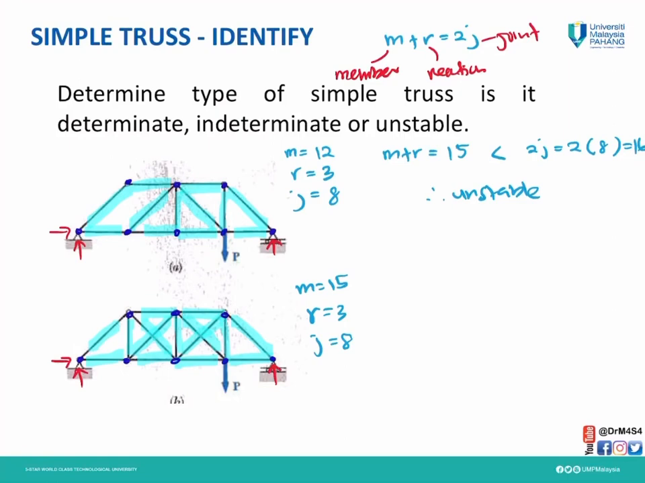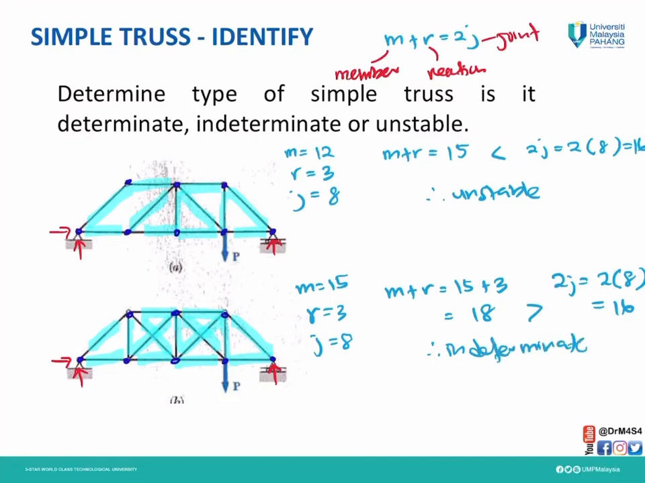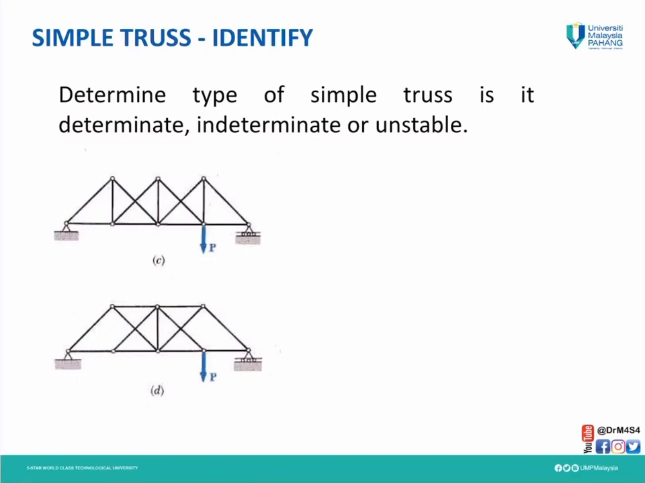Now let's find the value for M plus R. 15 plus 3, this one is 18. Then the value for 2J, 2 times 8 equal to 16. Therefore, 18 is more than 16. Therefore, indeterminate. Alright, for the third one and fourth one, please try to find determinate or indeterminate.